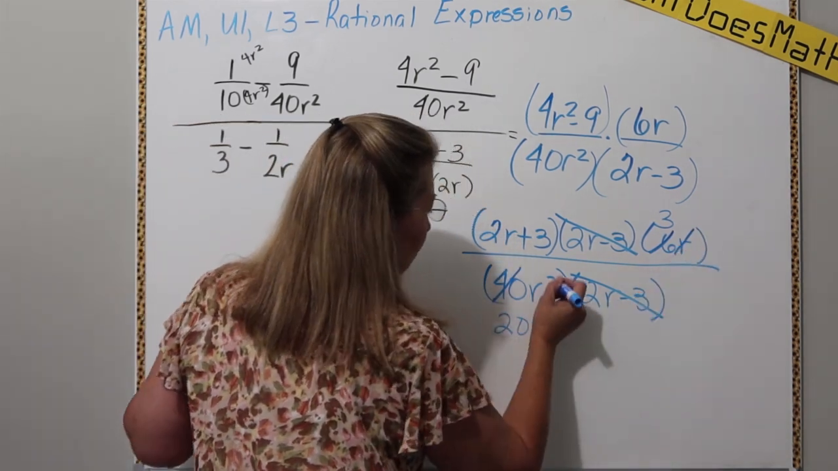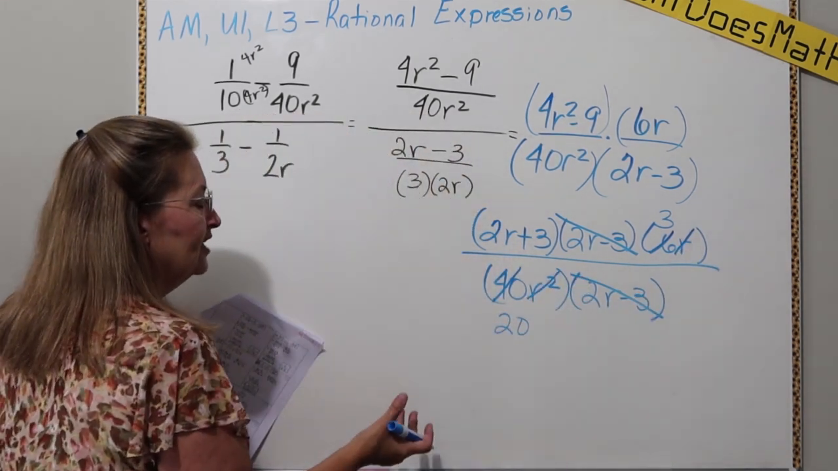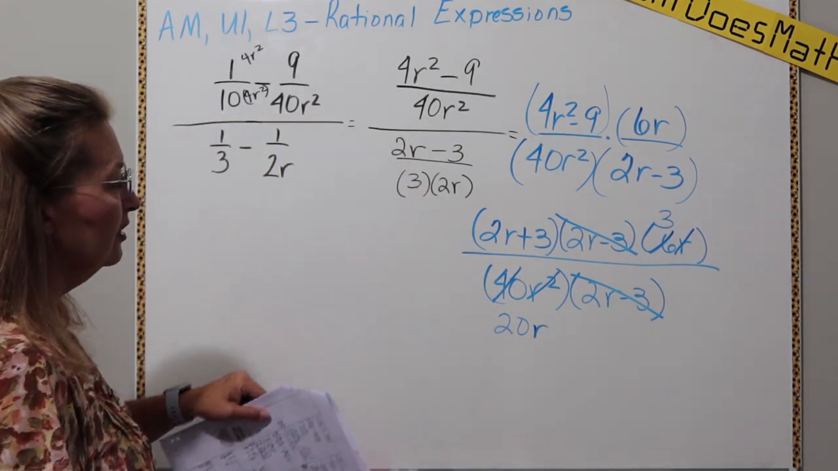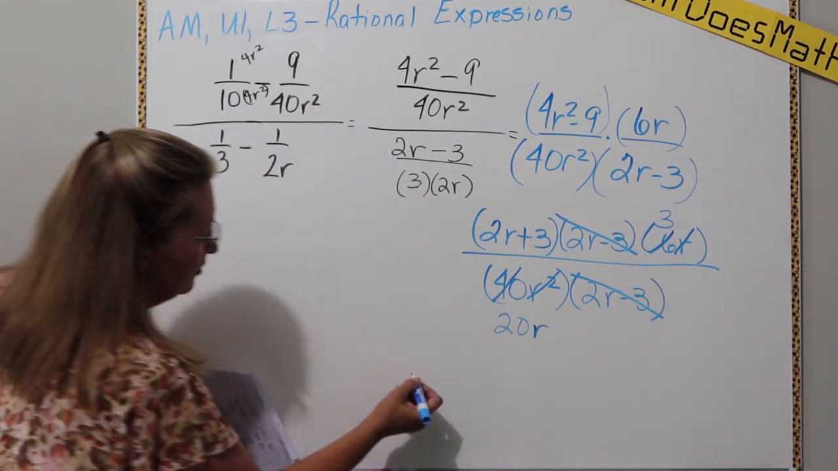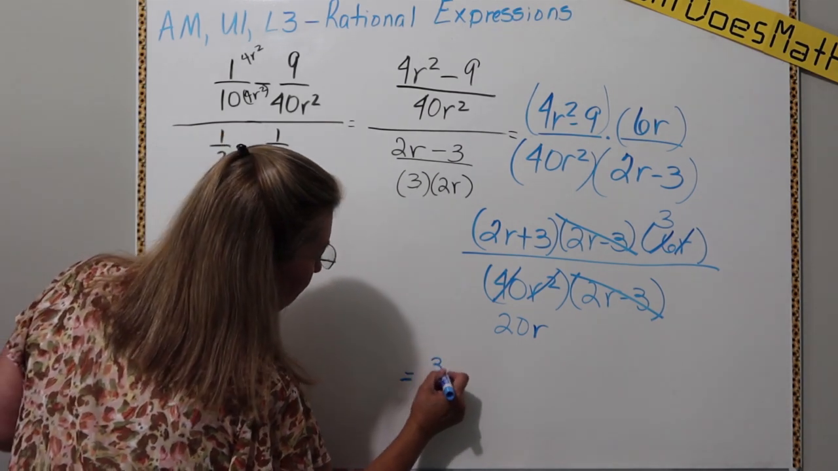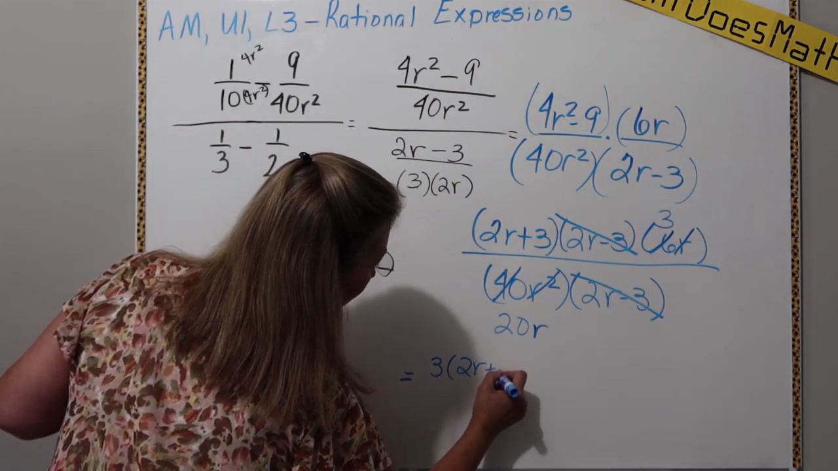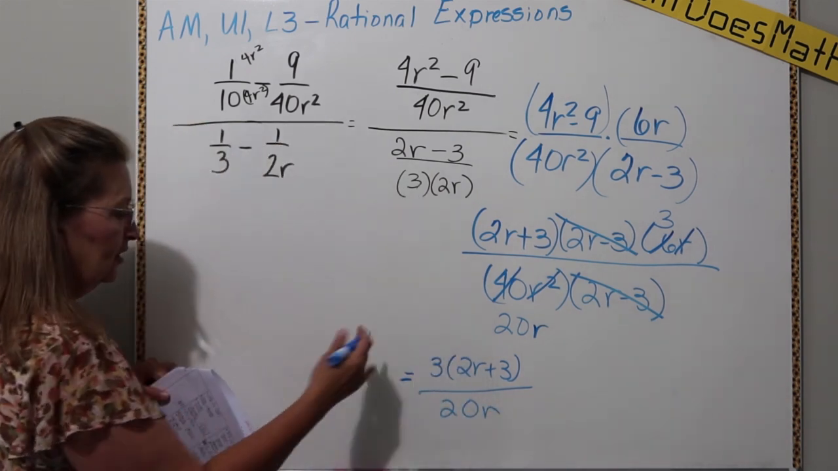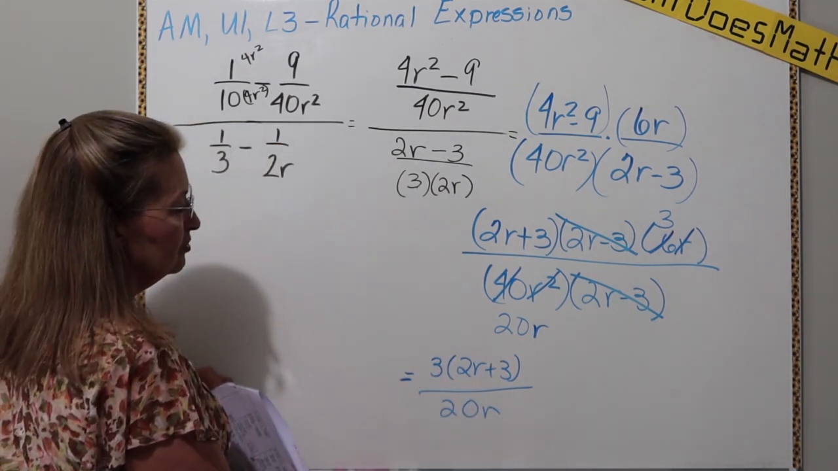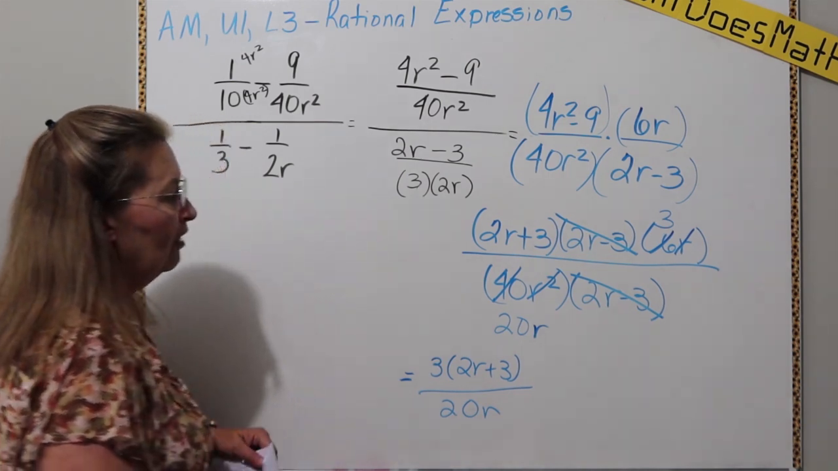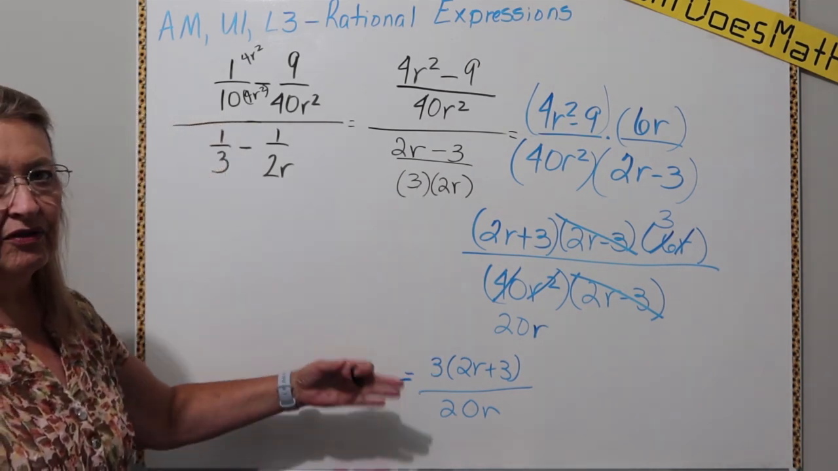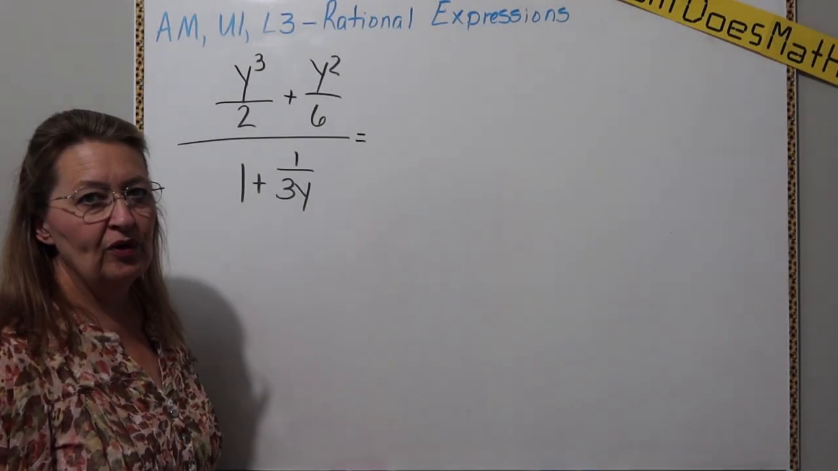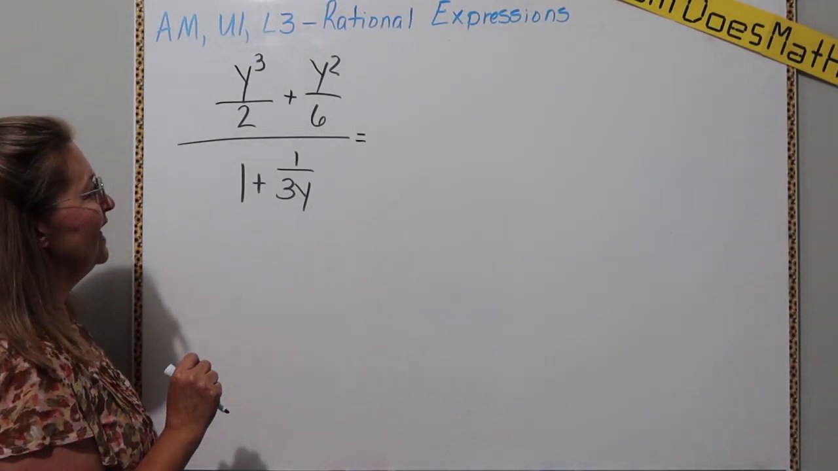The r to the first and the r squared, you subtract exponents and put your answer where your largest exponent was. So you got 20r. So now to clean that up, you could come down here and do 3 times 2r plus 3 over 20r. Nothing will reduce. There's no need to distribute because, like I keep saying, when you go to all the trouble to factor things down, there's no need to multiply it back together. Okay, we're at number 14. We only got 2 more to go, so let's hang in there.